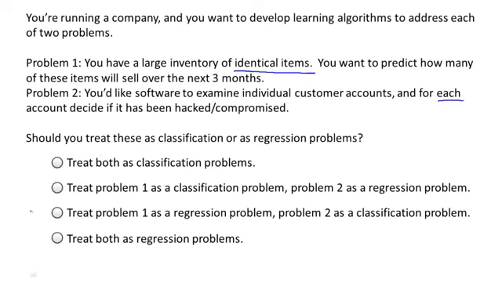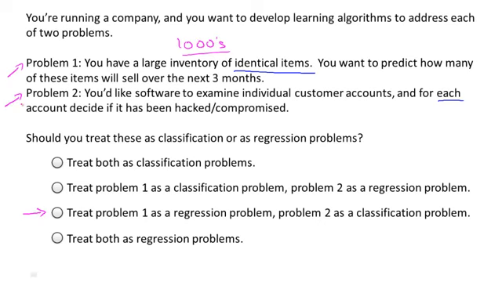So hopefully you got that this is the answer. For problem 1, I would treat this as a regression problem, because if I have thousands of items, I would probably just treat this as a real value, as a continuous value, and treat therefore the number of items I sell as a continuous value.